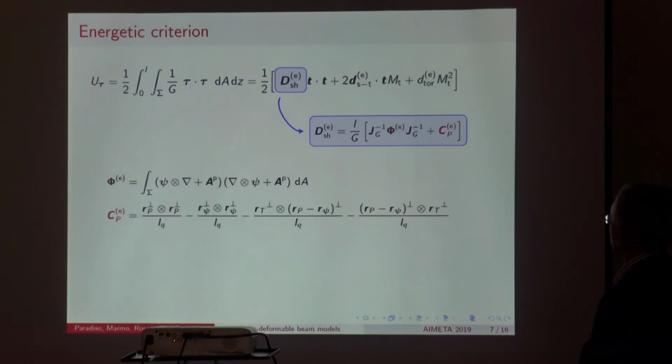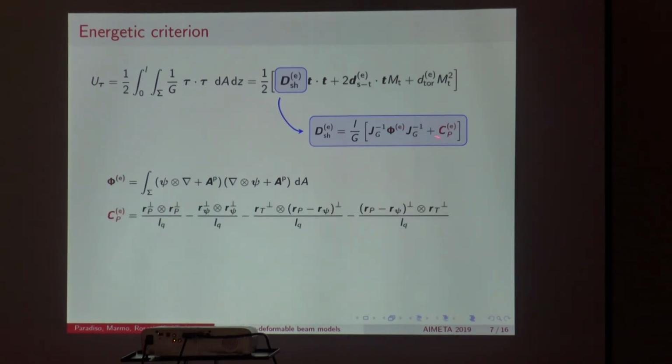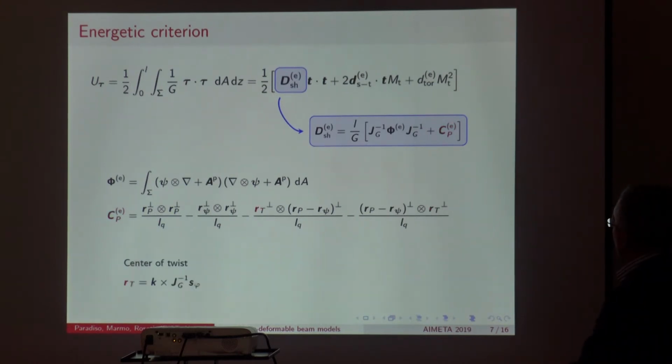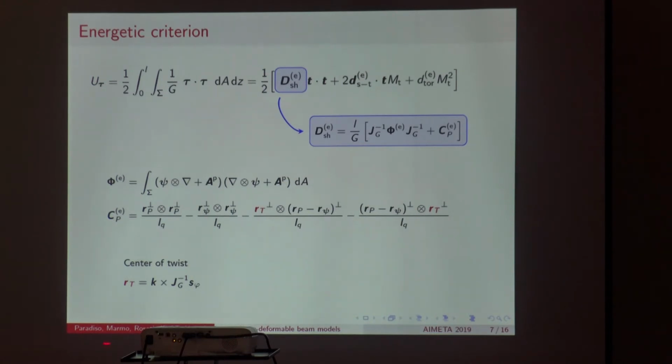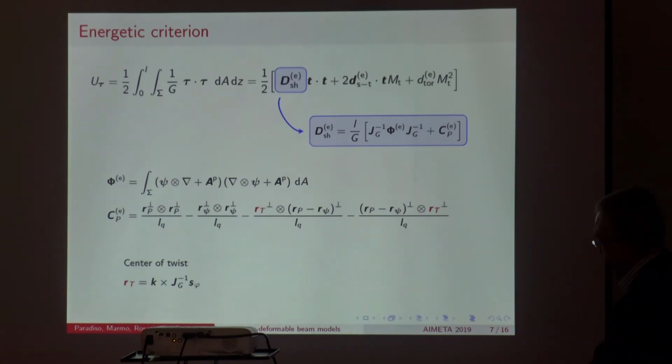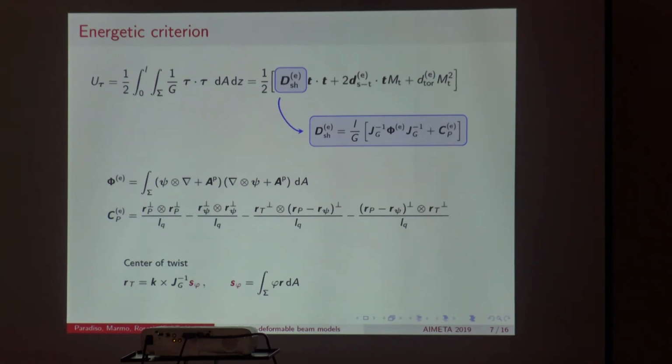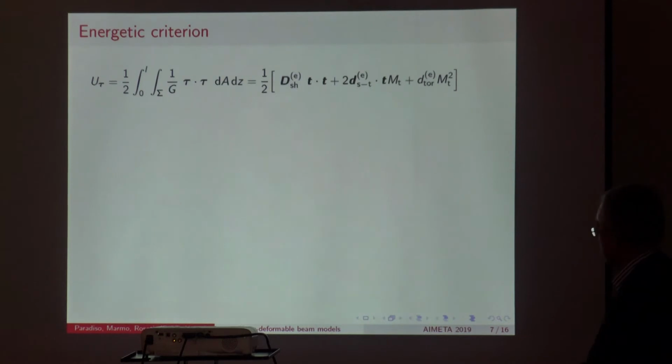warpage of the function, and Cp is another tensor that explicitly accounts for the position Rp of the point at which the transversal force has been applied, and Rpsi is a vector related to the warpage function psi. Rt is the center of twist, it's defined in this way, where Sv is the static moment of the function associated with torsion. So basically in this expression you get both a contribution due to shear and torsion.